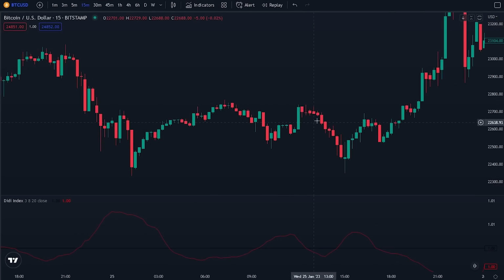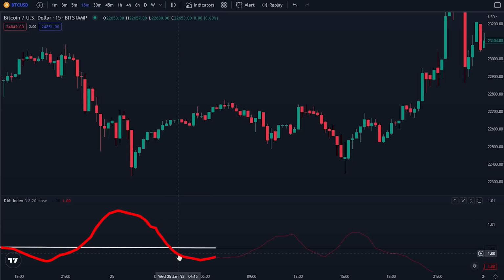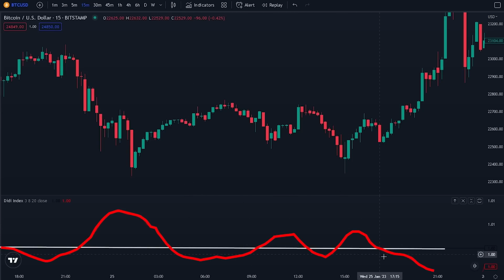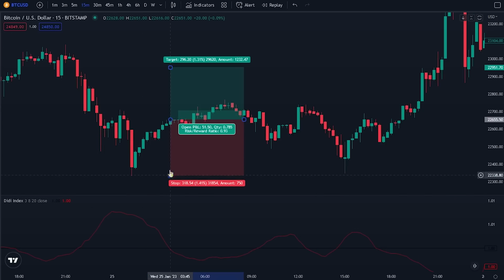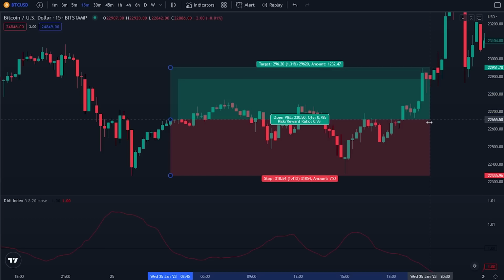The first method is by removing the green fast-moving average line. We will then be using the red line crossing below or above the zero line as the entry signal. Whenever the red line crosses below the zero line, we will enter into a long position. This occurred here, so let's enter into a long position. As you can see, the trade would have been very profitable.